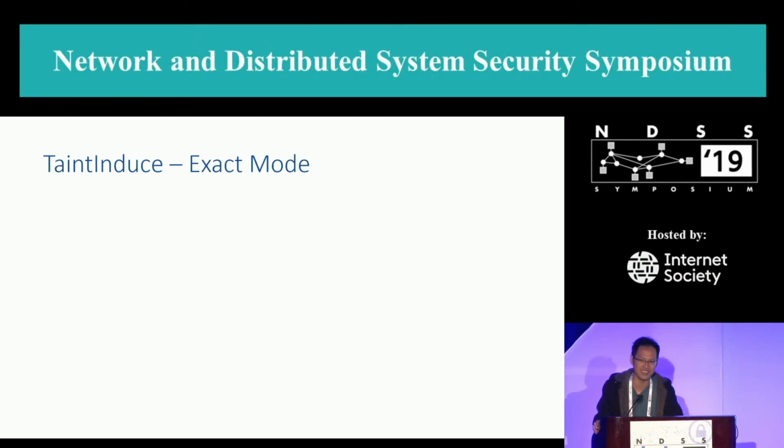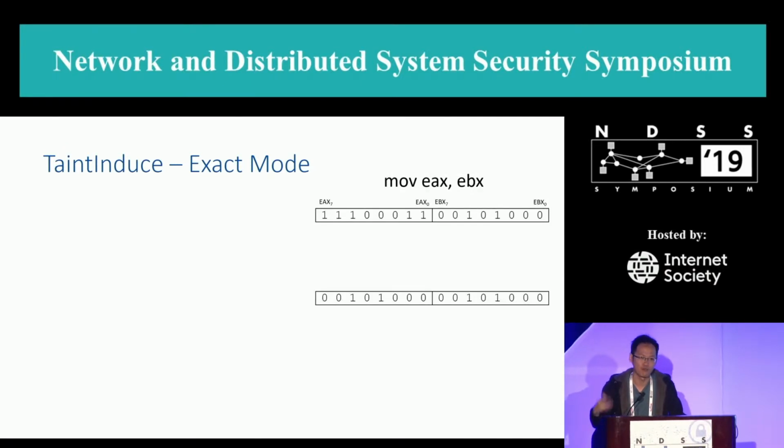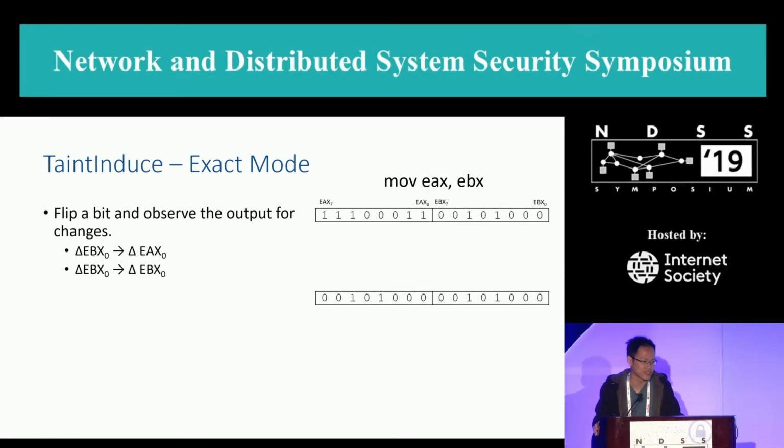Let's take a look at exactly how we do this inference in exact mode. We have the input-output state of a particular instruction. I would like to flip one single bit in the input state, because we are doing bit-level TAINT propagation. After making this bit flip, I'll execute the new state and observe the output.